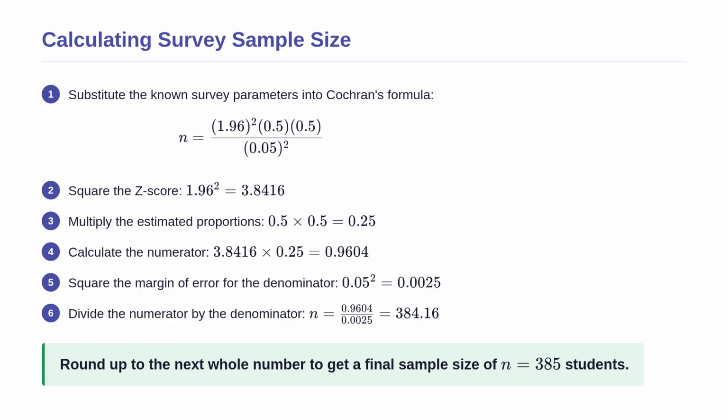0.9604. We then square our margin of error for the denominator, getting 0.0025. Dividing these gives 384.16. Since we cannot survey a fraction of a person, we round up. Our final answer means we must survey exactly 385 students to achieve our desired confidence.